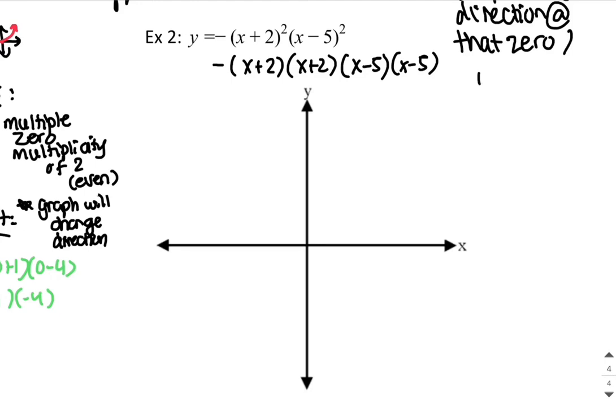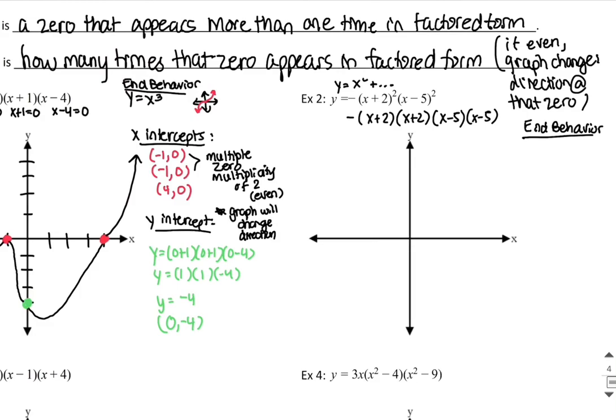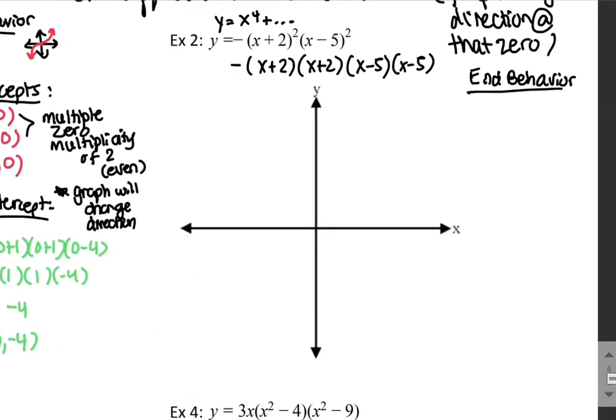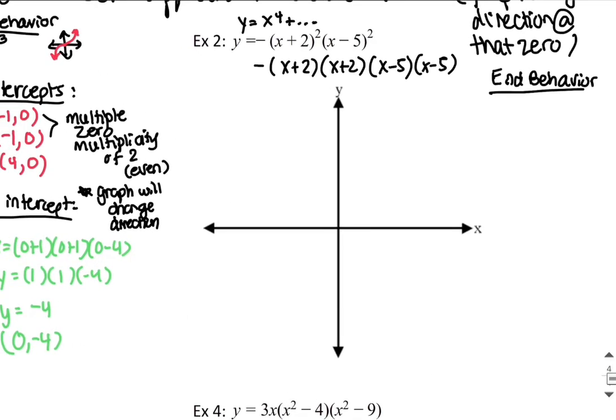First things first, I want to talk about the end behavior. I know when I multiply all of these together in standard form, I'm going to get y is equal to negative x to the 4th power plus a bunch of stuff. So it's going to model y is equal to negative x to the 4th power, which I know the end behavior for looks like this.